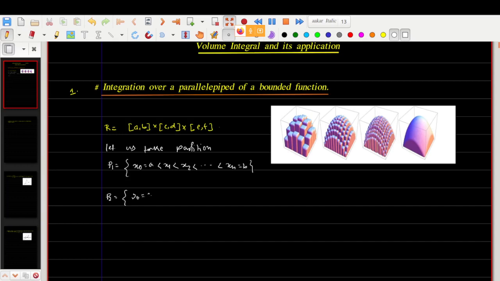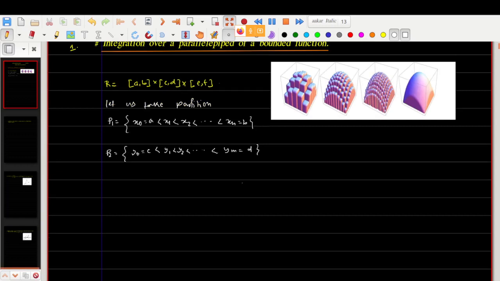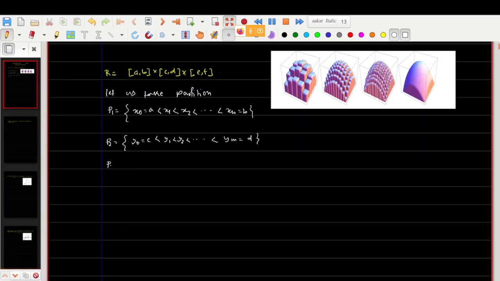Let us denote it by c = y0 less than y1 and so on. Now this index may vary, so it may not be the same, that is, n and m may be distinct. And P3 is e = z0 less than z1, z2 and so on up to zp equals f. These are arbitrary partitions.